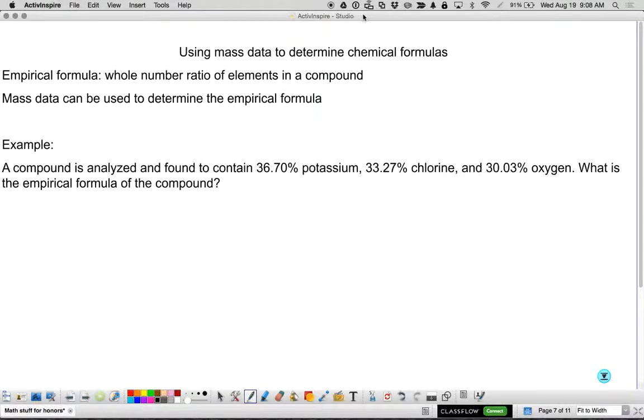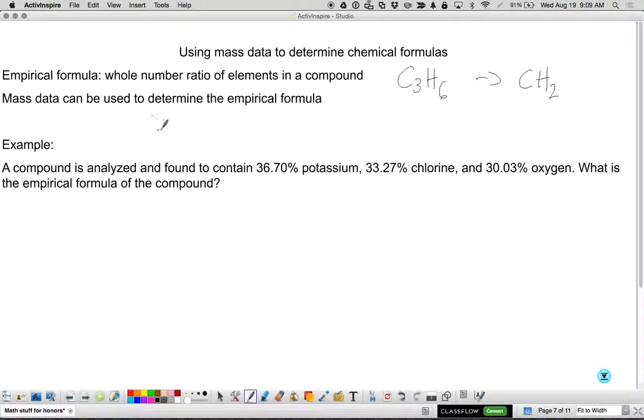So the other thing that you can use mass data for is to determine chemical formulas. Specifically, what we're talking about is empirical formula, which is the lowest whole number ratio of elements in a compound. So for example, I could have a compound whose molecular formula, the actual formula, is C3H6. Its empirical formula would then be CH2, because that's the lowest whole number ratio.